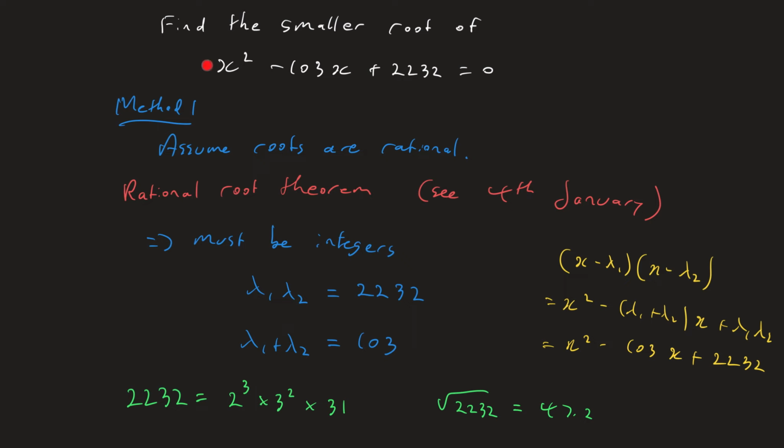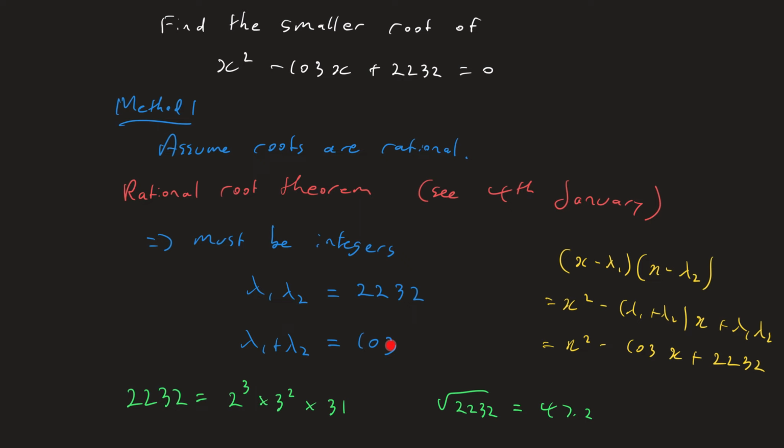This is because the leading coefficient here is a 1, and moreover, the product of the two roots must equal 2232. This latter fact we can also derive simply from the fact that if we factor our polynomial, it takes this form here, with lambda 1 and lambda 2 being the roots. If we expand out, we get x squared minus lambda 2 x minus lambda 1 x plus lambda 1 times lambda 2. And if we equate coefficients with this, we see that lambda 1 times lambda 2 has to equal 2232.